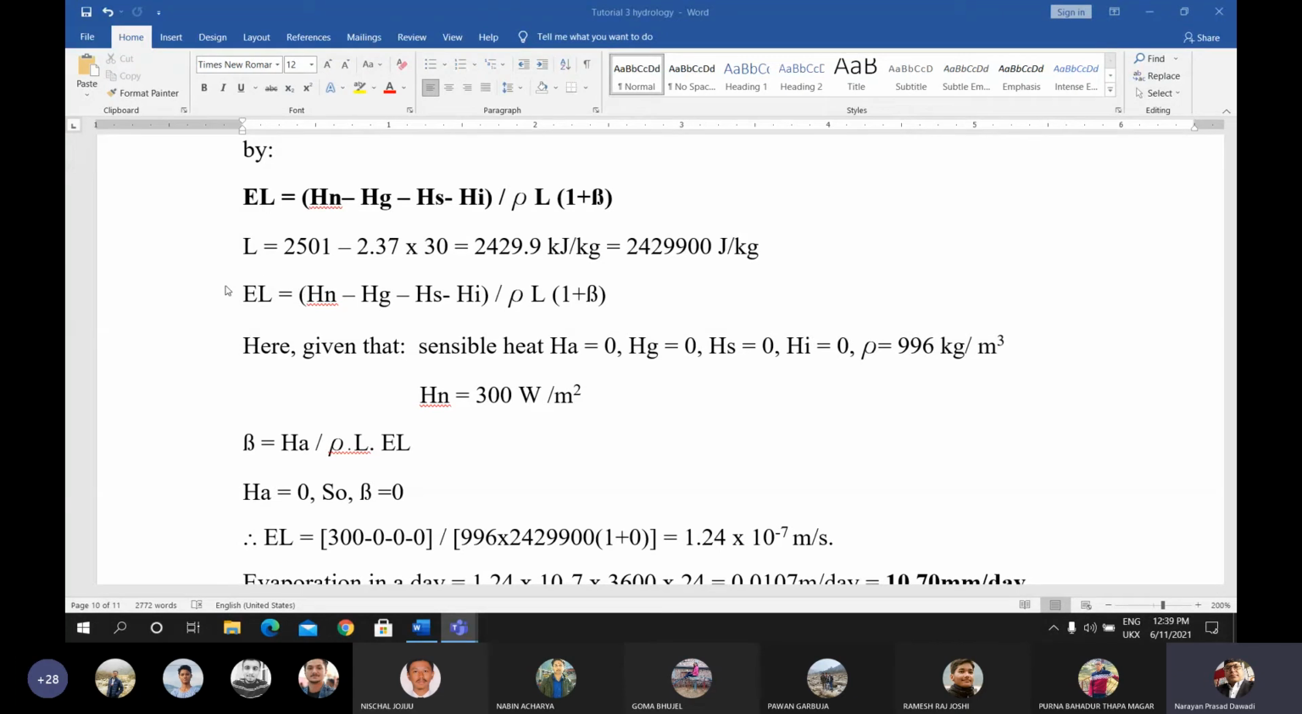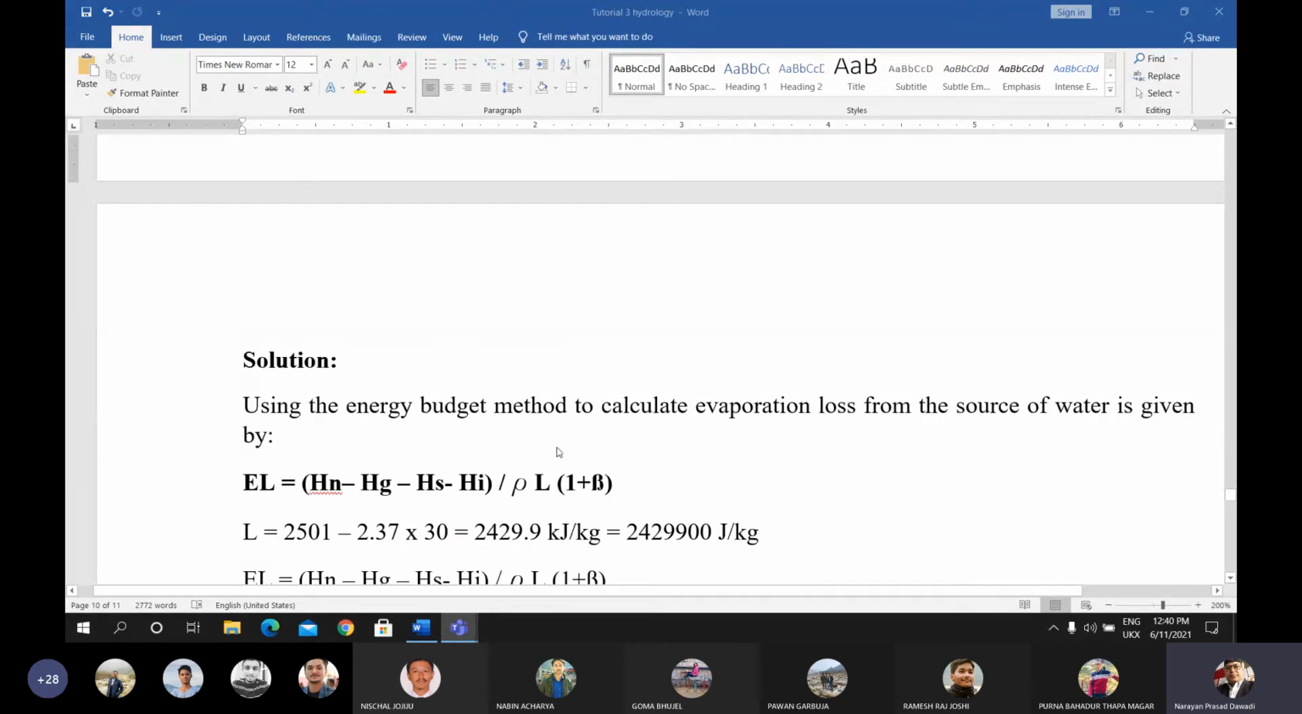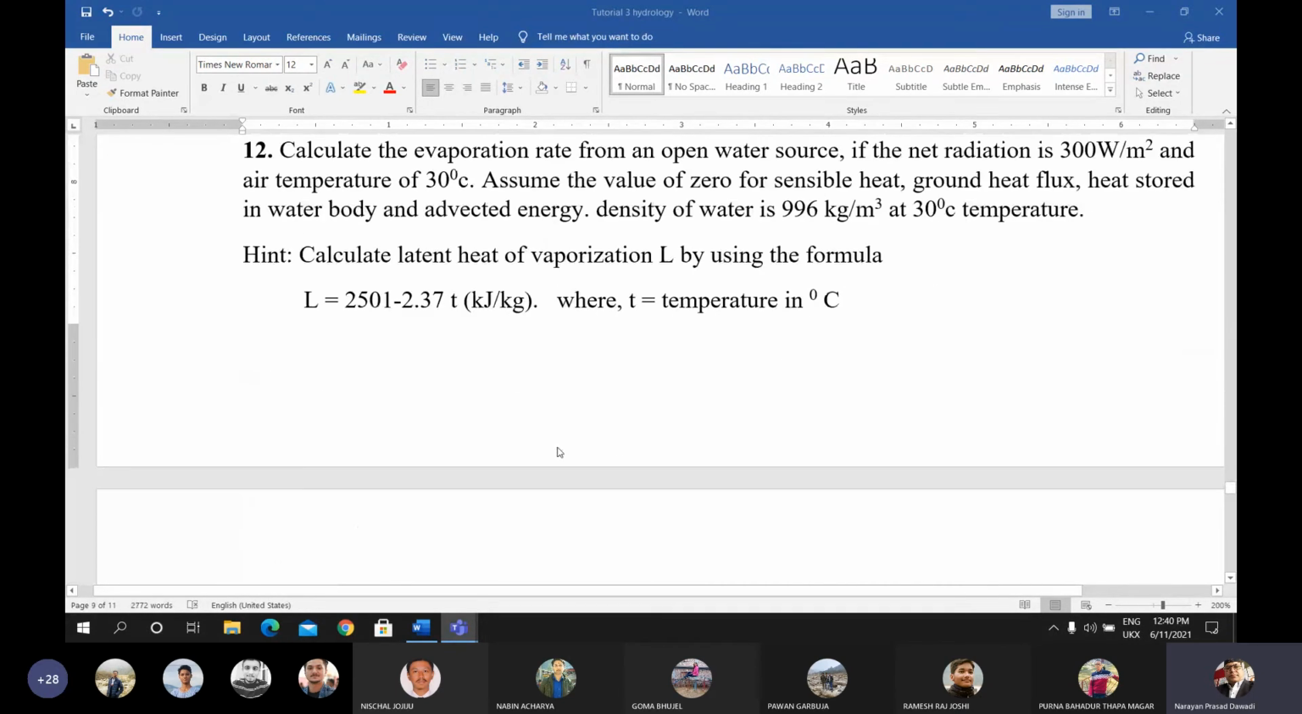Now here the evaporation loss is given by this equation, beta is 0. Then Ha value is 0, Hg value is 0, Hs value is 0, Hi value is 0, and the rho is given as 996 kg per meter cube. This is given in this equation, and Hn is given as 300 watt per meter square. Put all these values in this equation, then Hn is 300 minus Hg, Hs, Hi 0, divided by rho, which is 996 given in the question as the density of water.